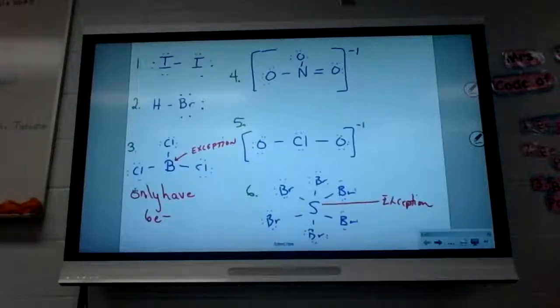What's the exception for sulfur? Oh, that's just one that has more than 8. Okay, yeah. Just draw the 6 bromines around it, and then you're good to go. Can any element have that? Not any element, only certain elements, but if it has 6, you just draw the 6 around it. Or if it has 5, you just draw the 5 around it.